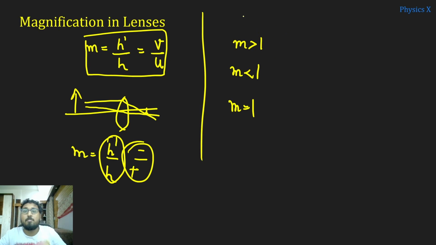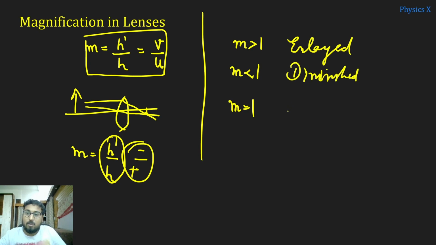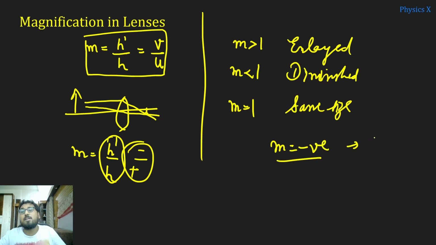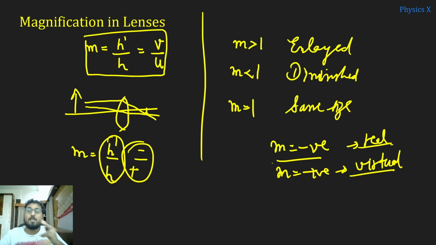So this is your magnitude. If the magnitude is greater than 1, it means this is an enlarged case, this is a diminished case, and this is your same size case. And the sign analysis is similar. So if m is negative, it means it is a real image, similar to your mirror. And if m is positive, it means it is a virtual image.